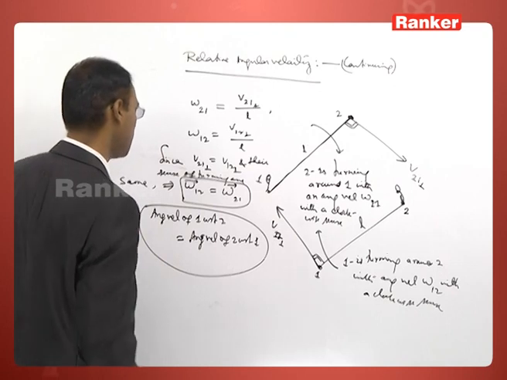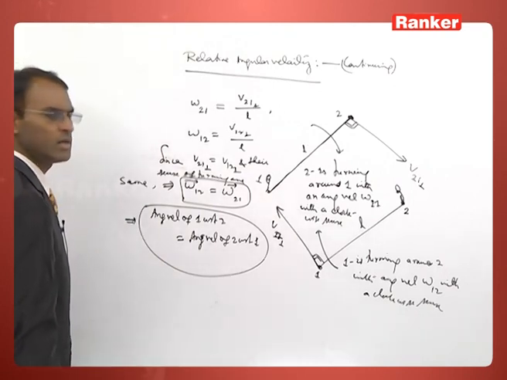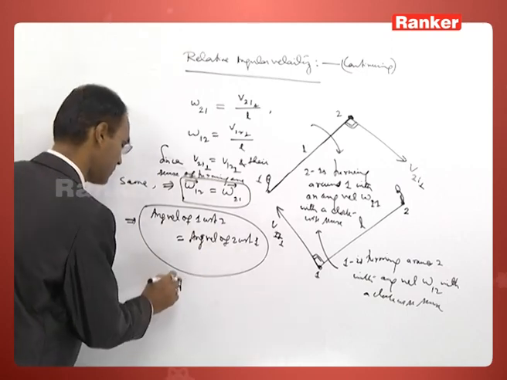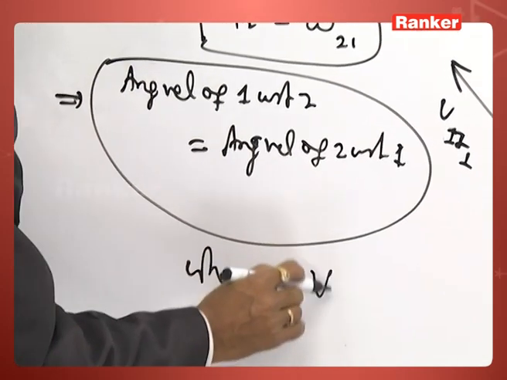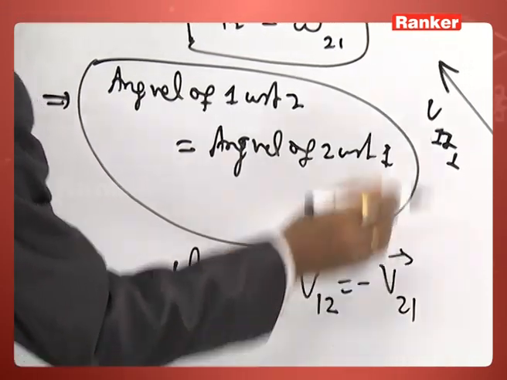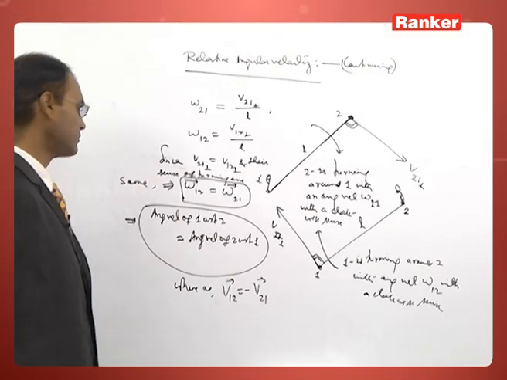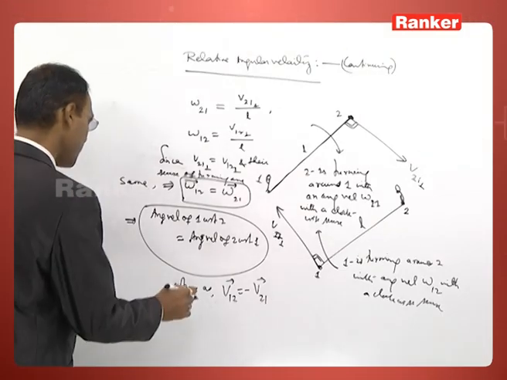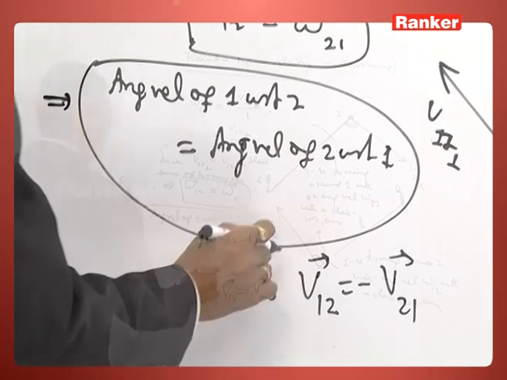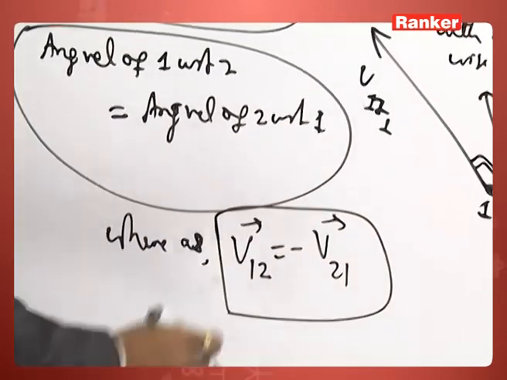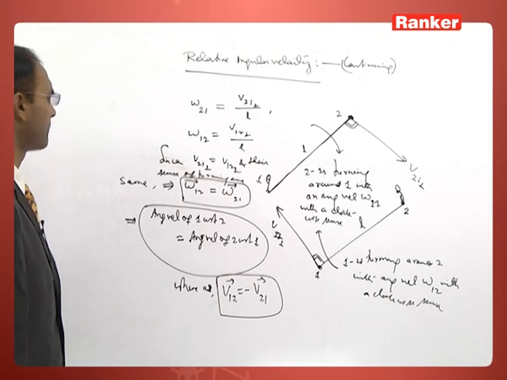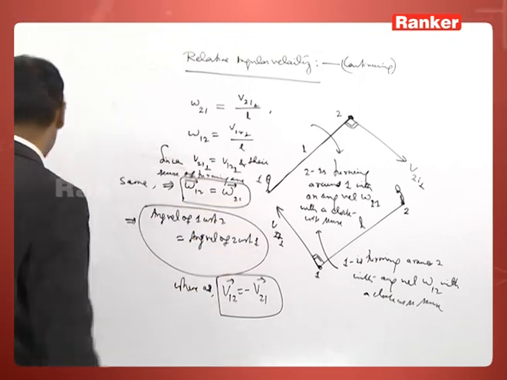Both in magnitude and direction, the relative angular velocity of 1 with respect to 2 is exactly equal to that of 2 with respect to 1, whereas velocity of 1 with respect to 2 is equal to minus the velocity of 2 with respect to 1. The relative velocities in the linear case are equal and opposite, but in the angular case, they are exactly equal. That's a great concept. Let me emphasize this fact now.